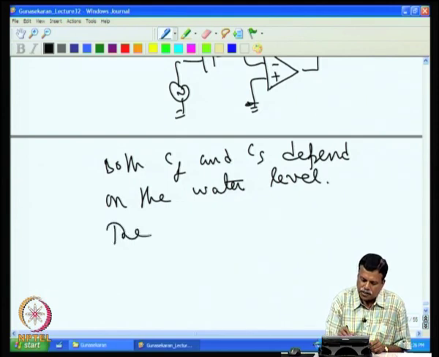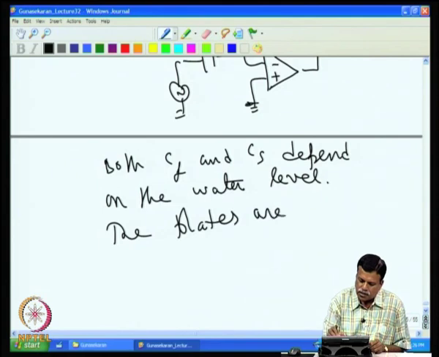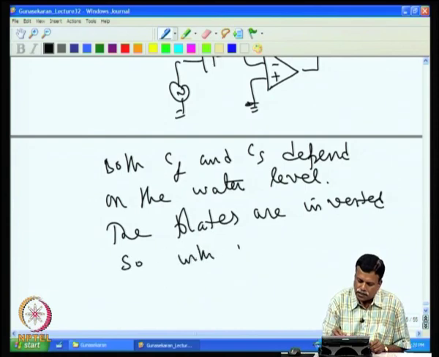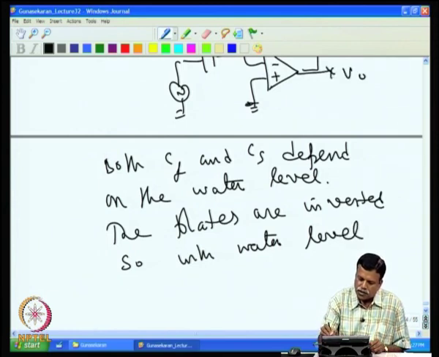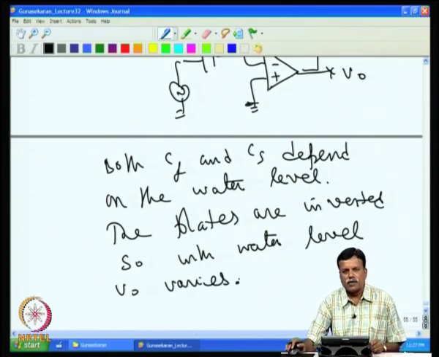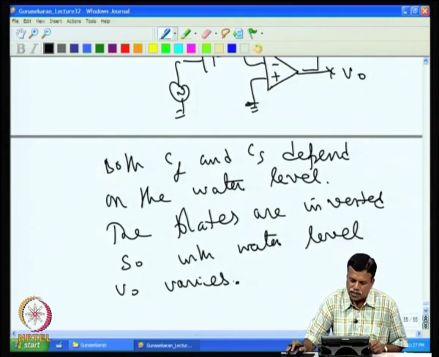The plates are inverted. So, with the water level, the output V0 varies. This is a wonderful circuit wherein the stray effects are actually removed.